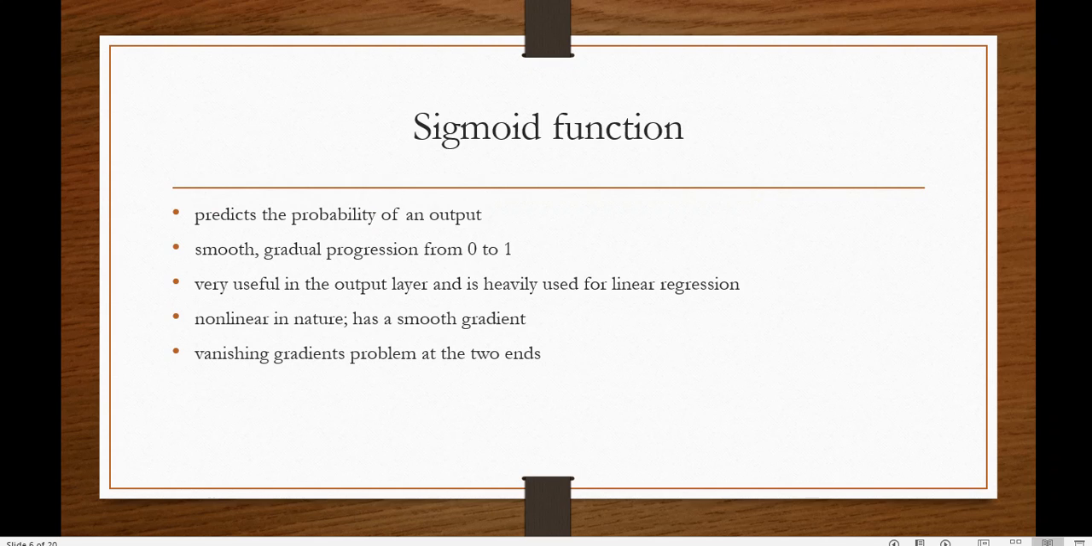It is very useful in the output layer and is heavily used in logistic regression. So the sigmoid function we already used in regression, and as it is generating any outcome between 0 and 1, that's why it is very useful in the output layer to predict the outcome. It is non-linear in nature and has a smooth gradient. So it's non-linear, okay, and it has a smooth gradient.